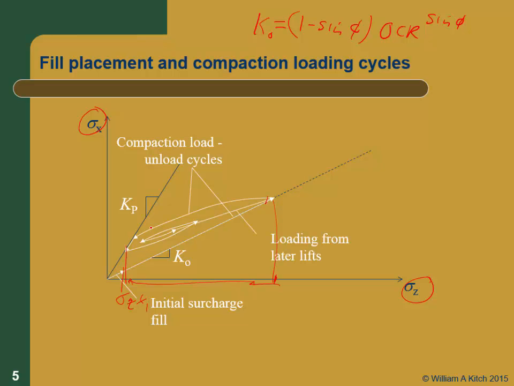And then finally, I'm going to put a new lift of soil on, right? And I've conveniently made that the same as the dynamic stress. But this is going to be sigma fill 2, or maybe it's sigma fill 5. Doesn't matter. But sometime after that, some lifts higher, I'm going to have a stress, right? And now when I apply my dynamic load this time, I'm going to be loading up onto the K naught curve.